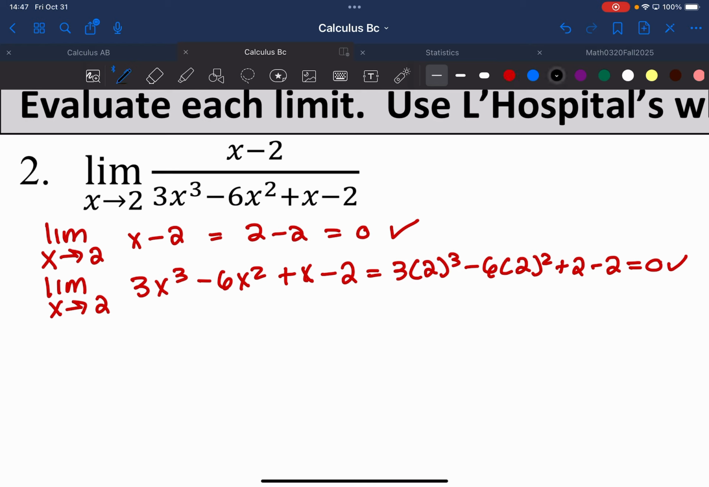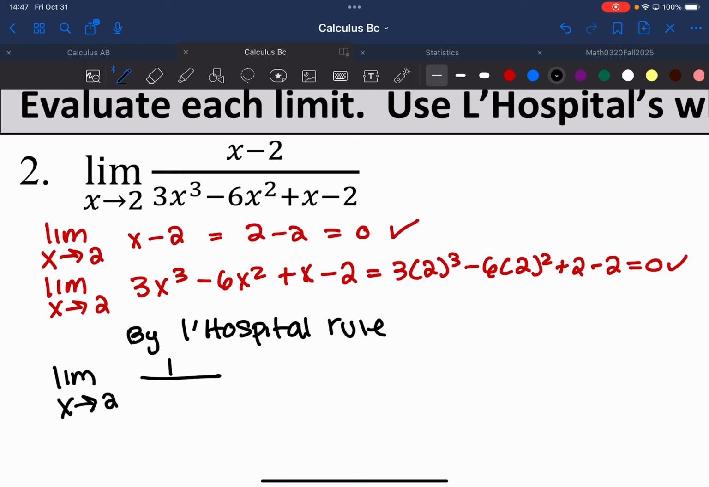So since we got 0 over 0, we can say by L'Hopital's rule, the limit as x approaches 2 means we can take the derivative of the top and the bottom. So what's the derivative of the numerator? 1. And what's the derivative of the denominator?